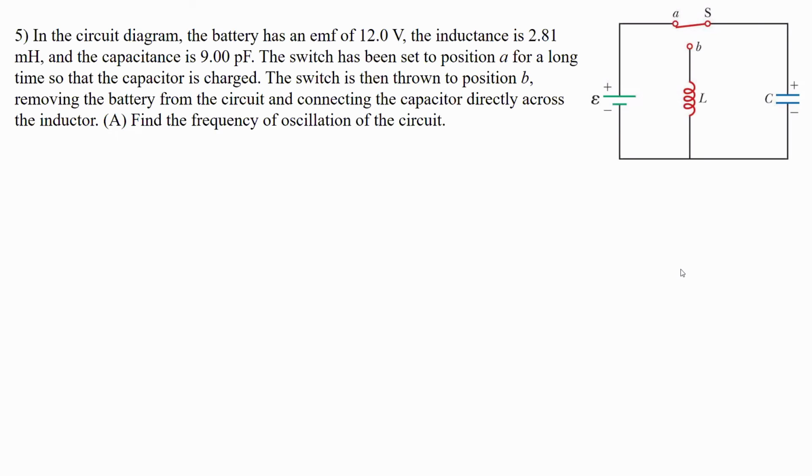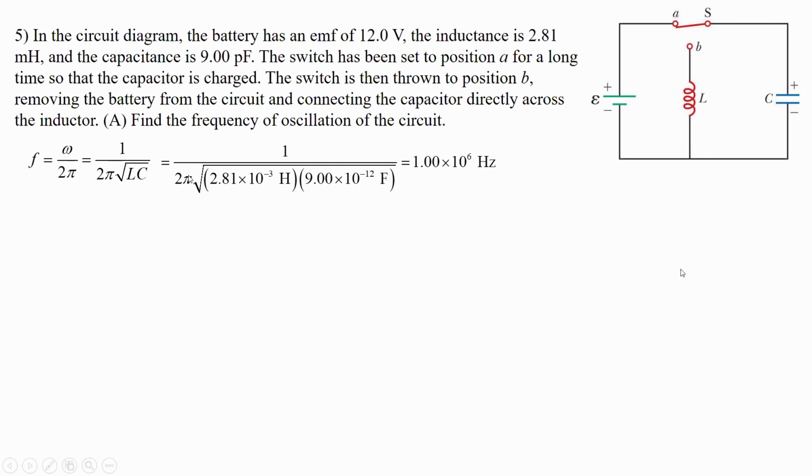We know omega is equal to 1 over the square root of LC. We want this in terms of frequency. Note, it doesn't say angular frequency, just frequency. Omega is equal to 2 pi f, so we have this relationship that we have to contend with. Plug in the values, and it turns out to be 10 to the 6 hertz, 1 megahertz, exactly in this case.